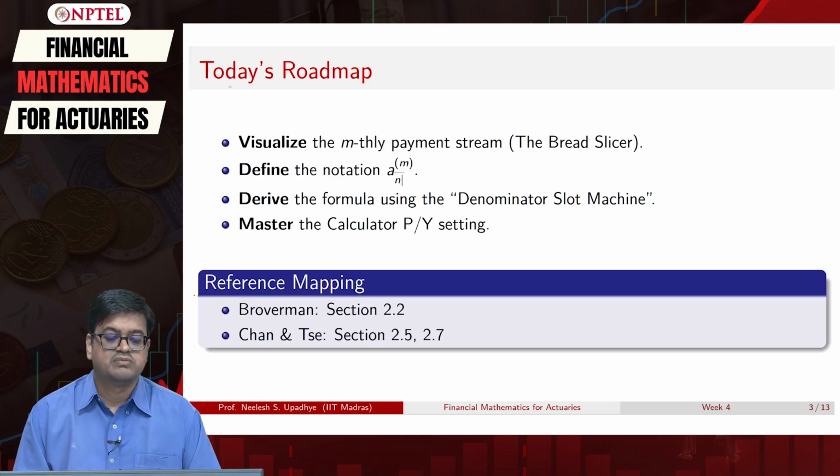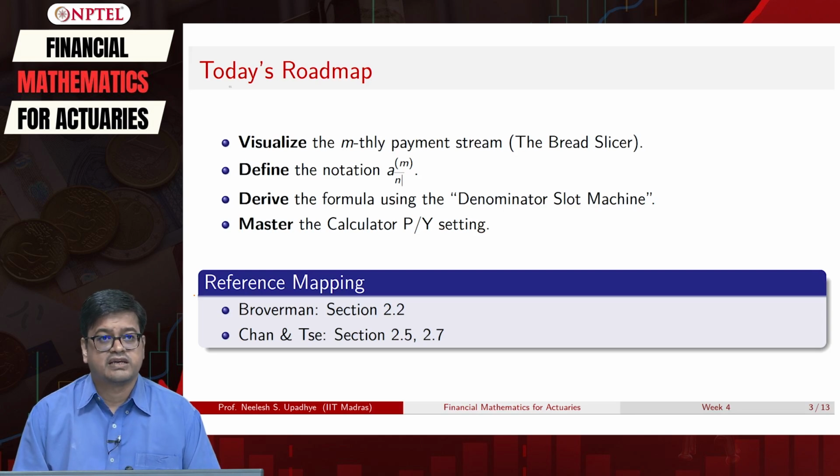In this case, payments per year, if it is on a monthly basis, will be 12, and if it is on a quarterly basis, will be 4. So how do we use your calculator so that it reflects that particular need? As usual, the reference mapping of these contents goes to Broverman section 2.2, Chan and Say sections 2.5 and 2.7. We recommend readers to go through these sections in order to have an elaborate understanding of this topic.